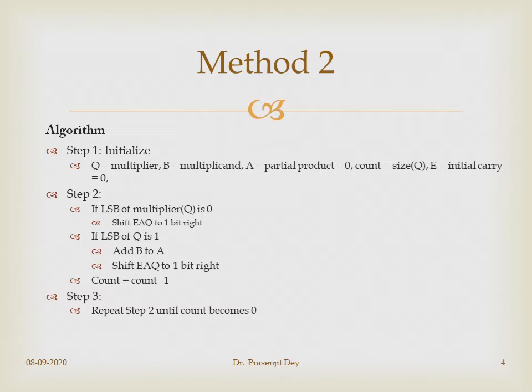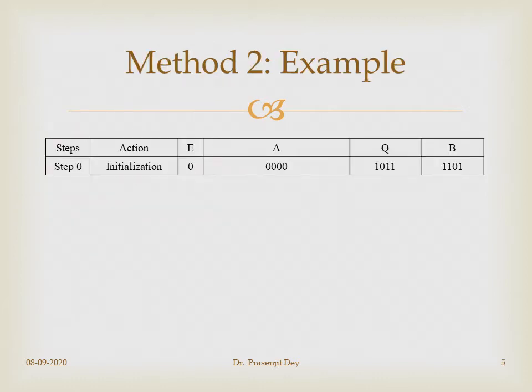Let us explain this with an example. Here you can see in the initialization step, the initial carry E is 0, the partial product A is 0000, the multiplier Q is 1011, and the multiplicand B is 1101.